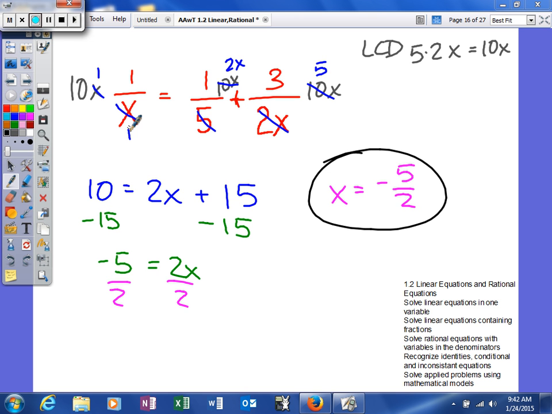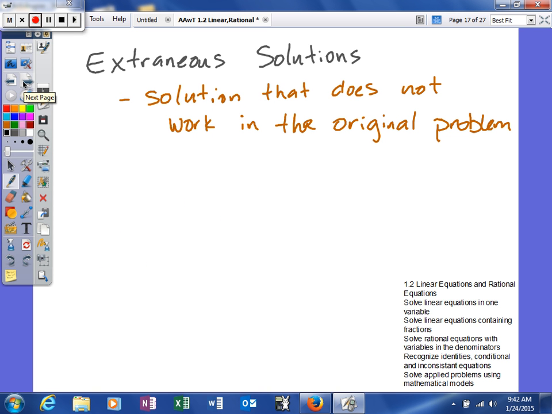Here it's fine because I can divide by -5/2, I can divide by -5, that all works. But if you do have that case, those are called extraneous solutions. And that is basically a solution that does not work in the original problem.